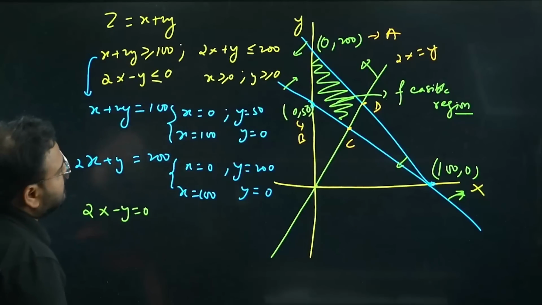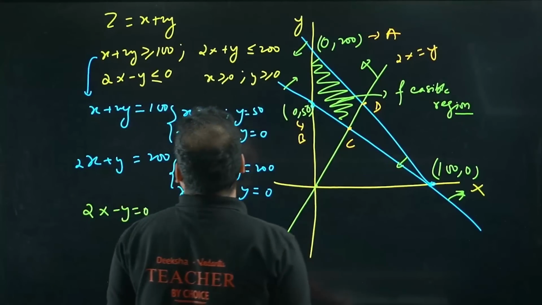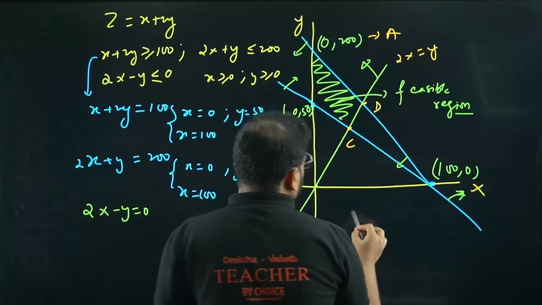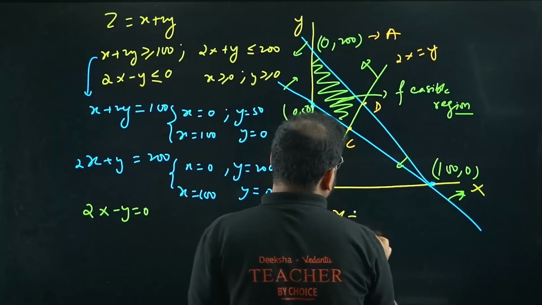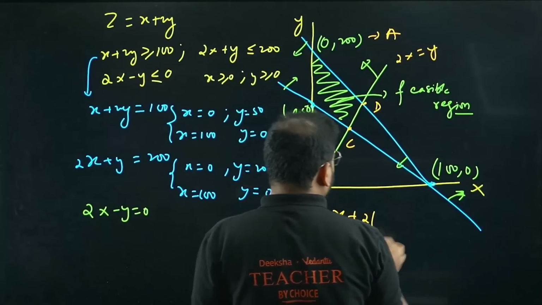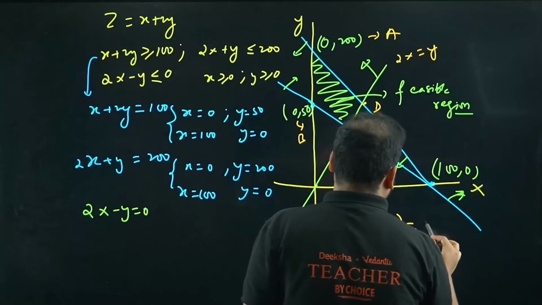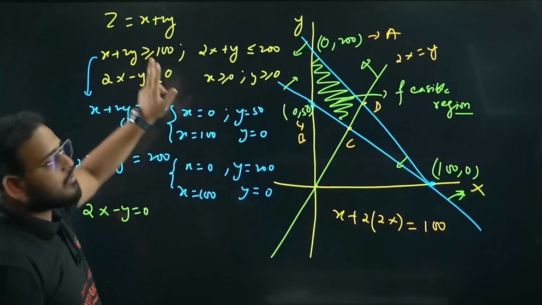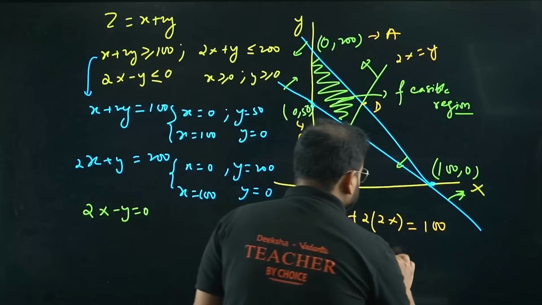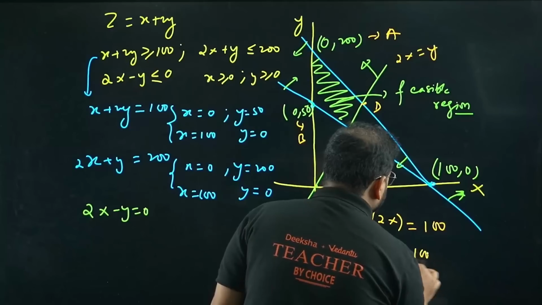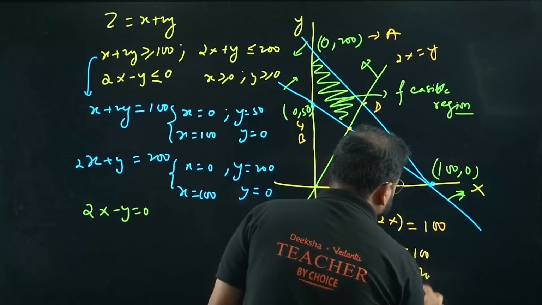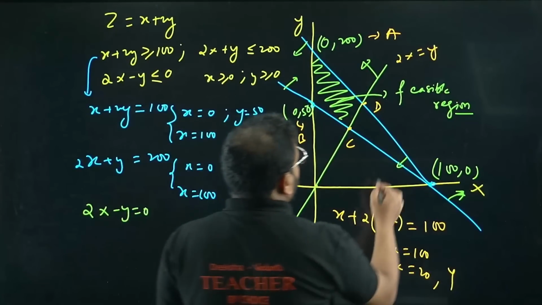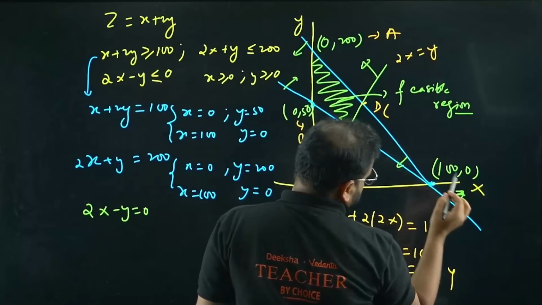Let's put this in the first equation. So 2x equals y, no? I can write x plus 2 times 2x equals 100. Please check. y is 2x, so 2 times 2x will be 4x. 4x plus x is 5x. 5x is 100 means, bacha, x is 20, sir. x is 20 means y is going to be 40. This point is 20, 40.